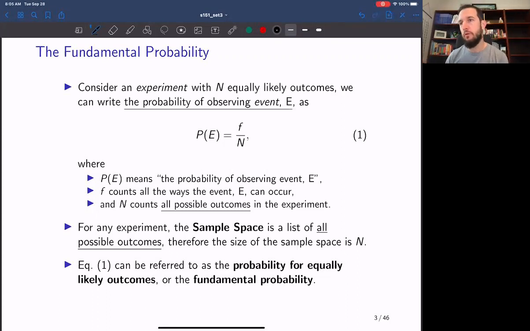Okay. And it's also worth pointing out that every probability calculation boils down to what's given on slide 3. So to little f over capital N. In any situation, if we are able to recognize how many ways a particular event can occur and also count all of the possible things that can happen in a particular experiment, we can compute the fundamental probability, or the probability for equally likely outcomes via equation 1.